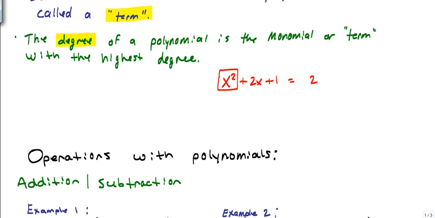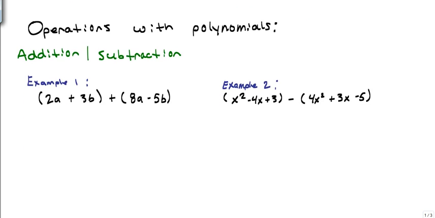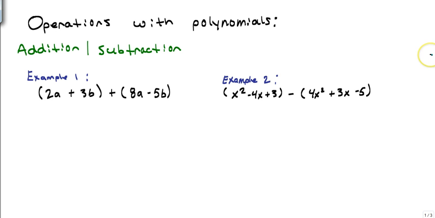Now let's look at some operations with polynomials, and these are fairly quick, fairly easy. You may have seen these before. Addition and subtraction is really easy. Multiplying and dividing is a little more complicated. Addition and subtraction, we're just going to basically treat this like these parentheses aren't even here.